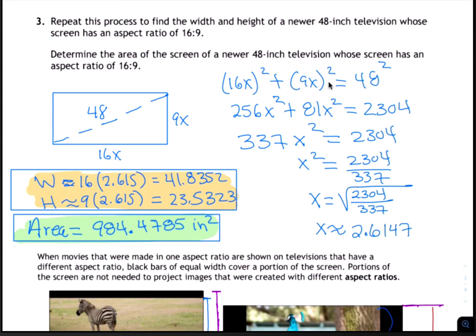(16x)² plus (9x)² equals 48². 16 squared is 256, and 9 squared is 81. And 48 squared is 2304. So we have 256x² plus 81x² equals 2304. Adding 256 and 81, we get 337x² equals 2304. We divide both sides by 337, so x² is 2304 divided by 337. Then x would be the square root of this fraction.